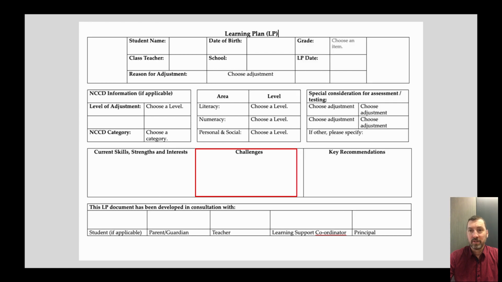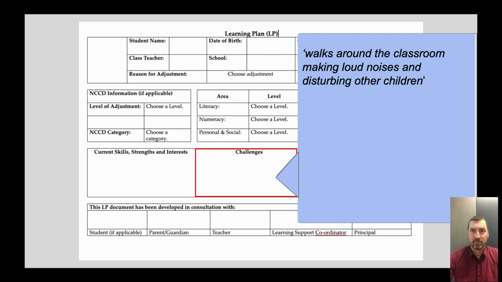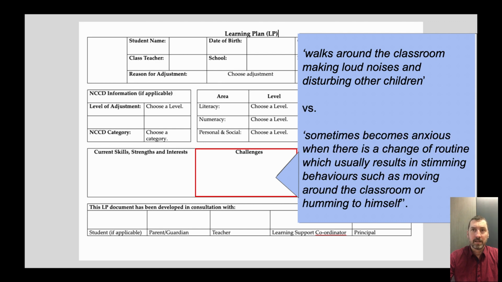It is also important that the language we use is positive and non-judgmental. This can sometimes be a bit tricky, especially when talking about challenging behaviors. However, just imagine the difference a parent might feel hearing their child described as walks around the classroom making loud noises and disturbing other children, versus sometimes becomes anxious when there is a change of routine, which usually results in stimming behaviors such as moving around the classroom or humming to himself.